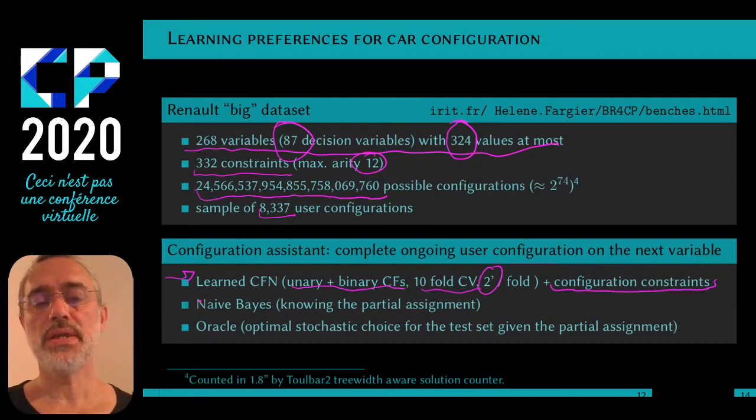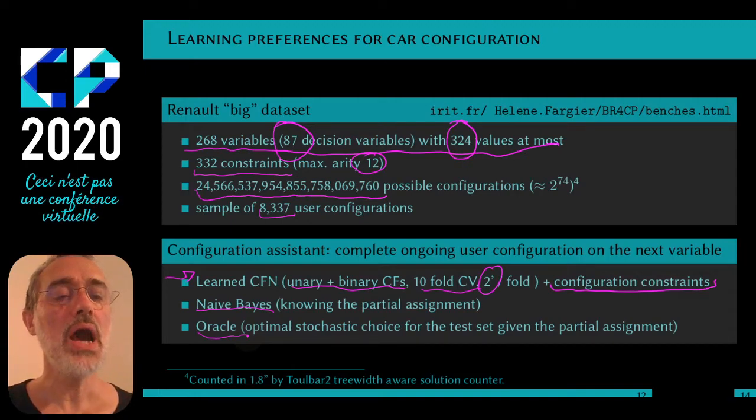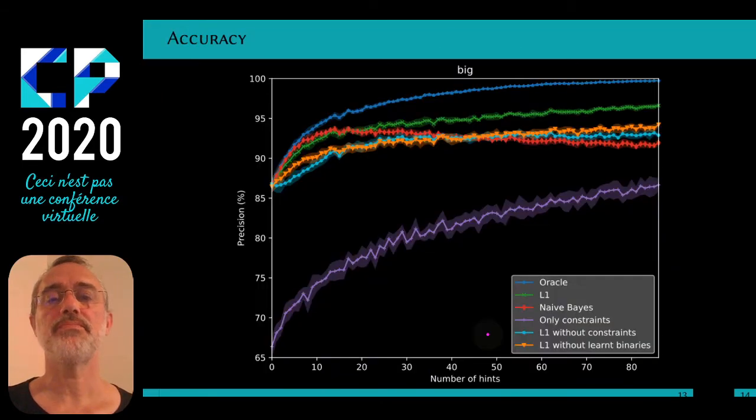We also tried a naive Bayes approach, knowing the partial assignment that the user provides, and a totally unrealistic oracle approach. This oracle will always make the optimal stochastic choice for the test set given the partial assignment provided by the user. So it will always choose for the next variable the most promising one given the test set. In practice, the test set is not known, of course. So it's an oracle that cannot be used in practice.